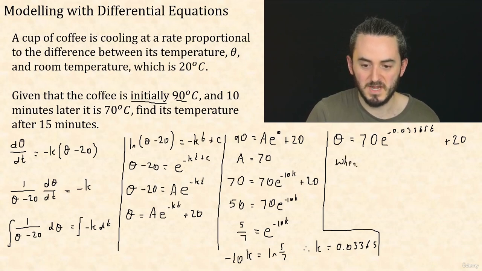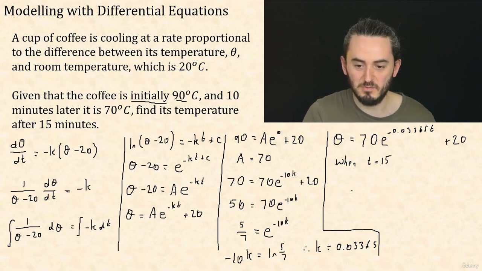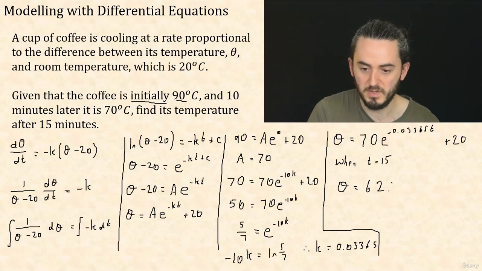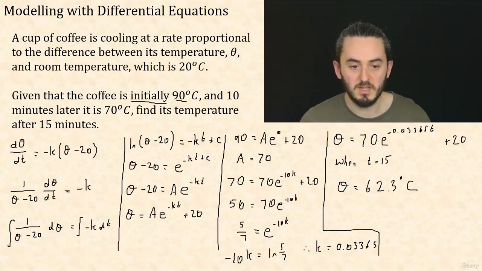I mean, by now, the coffee's just gone cold, hasn't it? But we've been working on this problem so long. So when t equals 15, theta is, well, I'm just going to sub this in. So 70 times e to the minus 0.03365 times 15 plus 20. And the answer is 62.3 degrees Celsius. So there we have it.